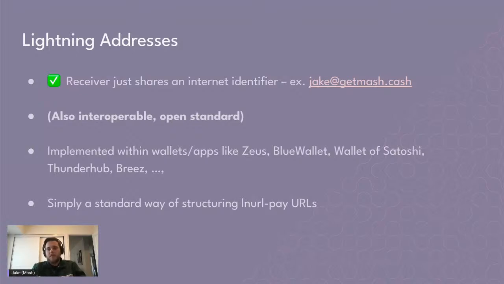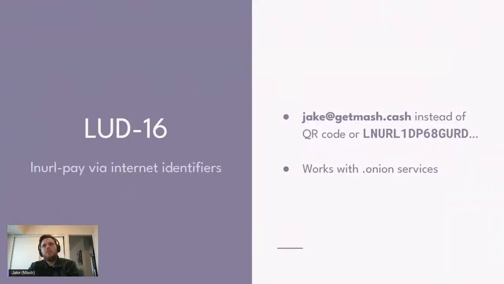I'm going to show you what I mean in a second, but first, concretely, what is the spec that's powering this? It's LUD16. So Lightning addresses are just another LNURL spec. They specify a way for you to use LNURL Pay to receive payments with internet identifiers. The idea is, as I mentioned, you're getting an address instead of a string or a QR code. And it also works with Onion services.